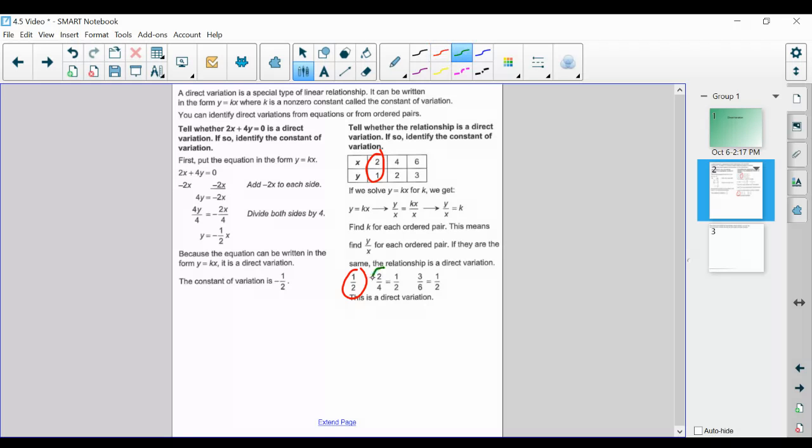This second set right here, 2 over 4, comes from this set. And likewise, the 6 and the 3 goes into here. And when we simplify down, we get the same overall value of 1/2. Therefore, we can say this is direct variation because we have the constant of variation equaling 1/2.